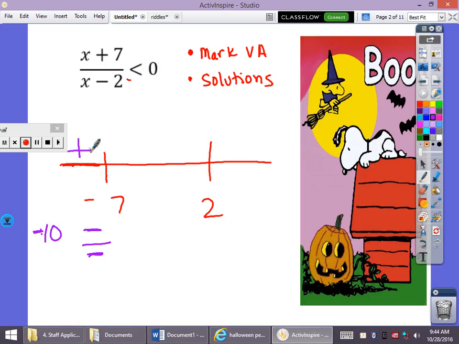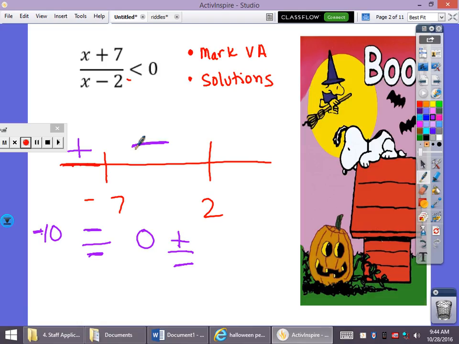Okay? I need to pick a number between negative 7 and 2. What would you like me to pick? Oh, come on, guys. There's an easy number. 0. All right. 0. What's 0 plus 7? Positive or negative? What is 0 minus 2, positive or negative? Negative. A positive divided by a negative is a negative. So I'm going to put a negative there. You see what I'm doing?